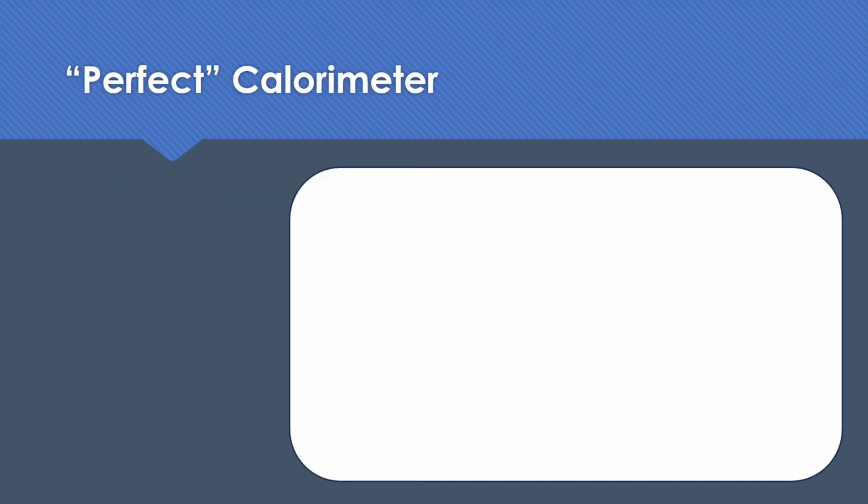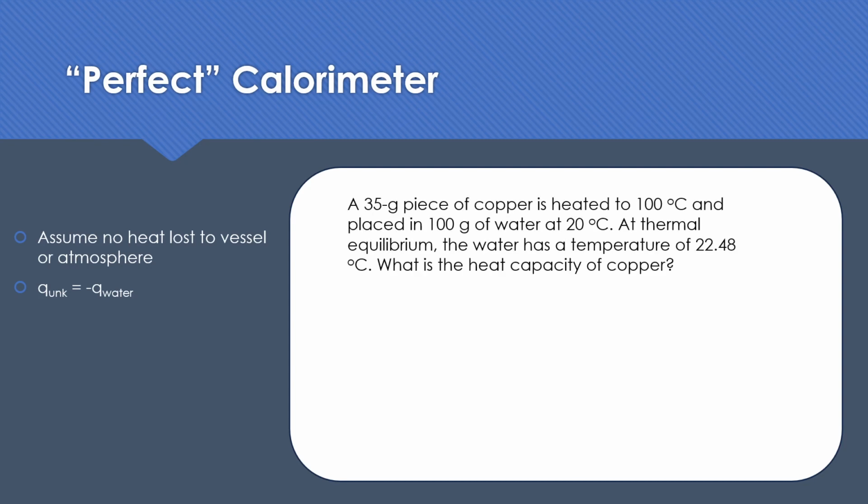Now, in a perfect calorimeter, we assume that we don't lose any heat to the reaction vessel or to the atmosphere. This is not reality, but if you're working problems on paper, sometimes you'll make this assumption. In this case, the Q of the unknown thing you're looking at is equal to negative Q of the water, period. For instance, a 35-gram piece of copper is heated to 100 degrees Celsius and placed in 100 grams of water at 20 degrees Celsius. Once it reaches thermal equilibrium, the water has a temperature of 22.48 degrees Celsius.